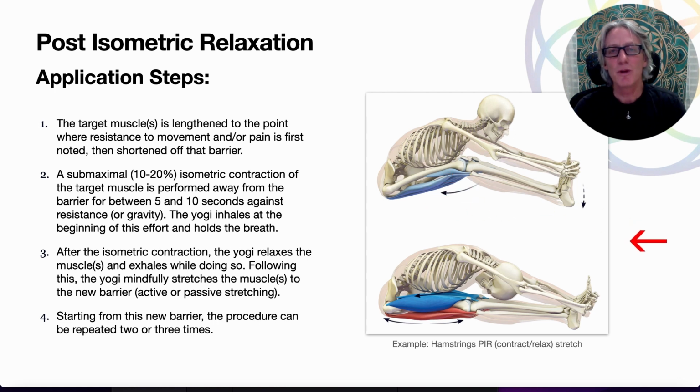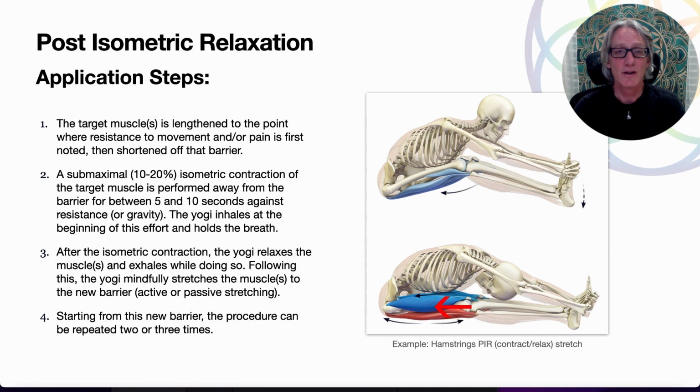And it doesn't have to be a big contraction. You can just do a little contraction, just enough to engage the muscle, 10 or 20% of maximum. So we do a submaximal contraction of the target muscle as we take an inhale, and then we hold that contraction. You hold that for 5 to 10 seconds, and then you exhale, relax that muscle, and then take it into stretch.